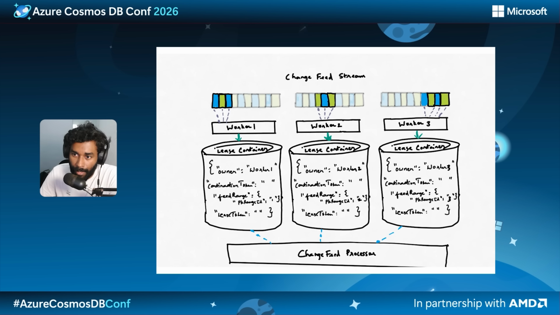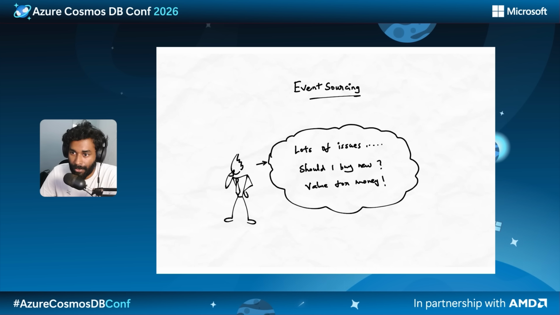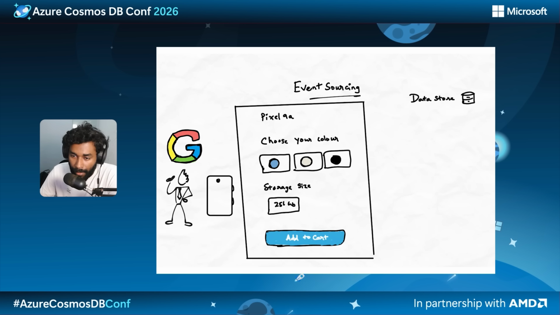Now, let me start with a simple story to explain event sourcing. A few days ago, I decided to change my mobile phone. My current phone had a lot of issues, so I thought it was time to upgrade. I was looking for something good value for money, so I noticed this Pixel phone had some nice discount. So I went ahead to Google Store and chose a Pixel 9a. I selected the color, I selected the storage option, and then I clicked on Add to Cart.